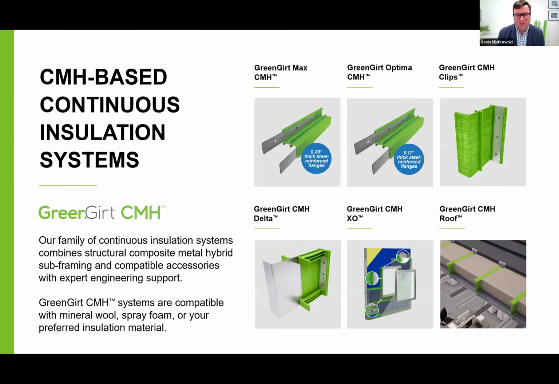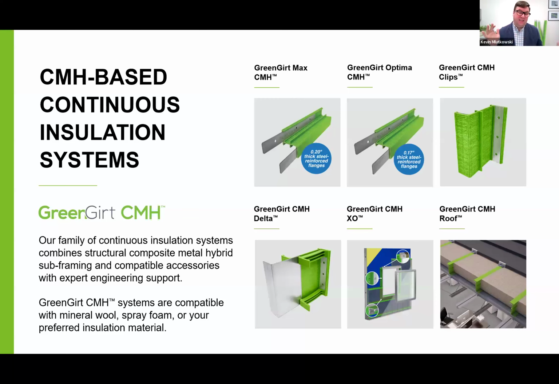Our most popular, the Green-girt CMH. These are sort of the first and some of the strongest products that we manufacture. Green-girt Max, which is 0.20 inch thick steel reinforced flanges, is our highest strength system, manufactured in 8-foot girts, as well as the Green-girt Optima composite metal hybrid, with slightly thinner reinforced flanges of 0.17 inches. Perfect for some of those lower weight cladding applications, or if you're looking at different spacing on the girt system, being able to provide a lower cost alternative to best suit the specific performance requirements of a building.